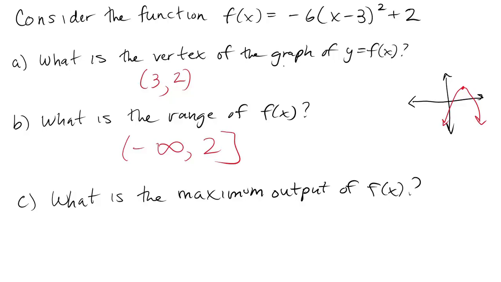Part C says, what is the maximum output of f of x? Well, we already know that. The range extends from negative infinity to 2. So the maximum possible output is 2. It's not a coincidence that's the y-coordinate of the vertex.